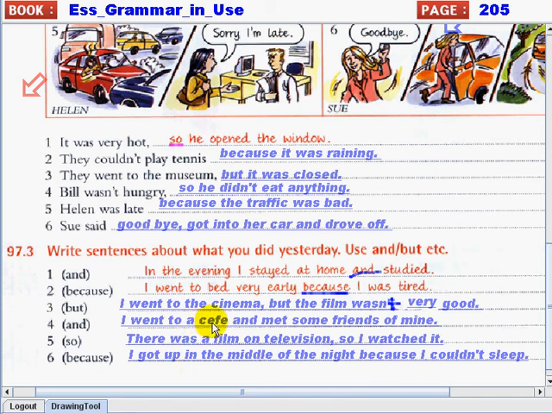Okay, this should be letter A. Again, I went to a cafe and met some friends of mine. Number 5, there was a film on television, so I watched it. Number 6, I got up in the middle of the night because I couldn't sleep. Well, do you have the same answers? Well, not really the same as my answers, but I hope that the pattern you did is the same as what I did.